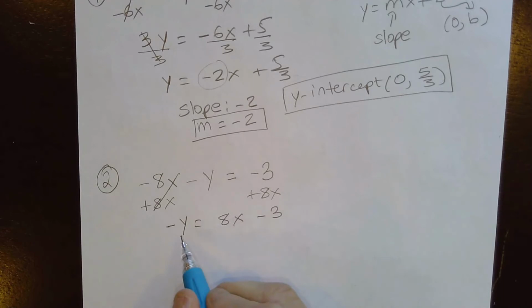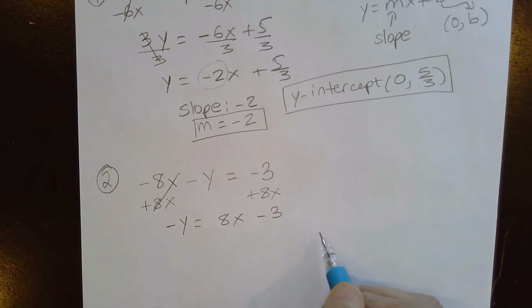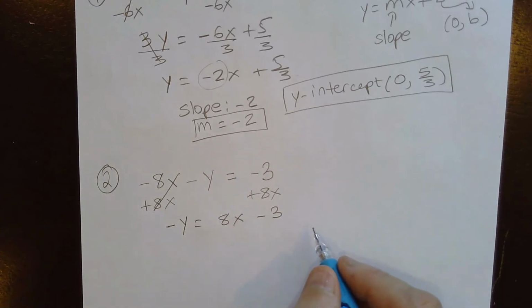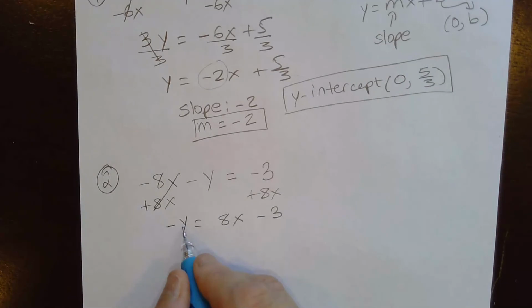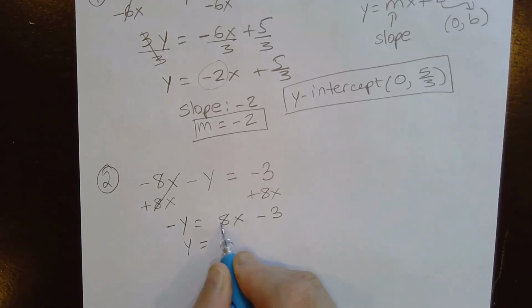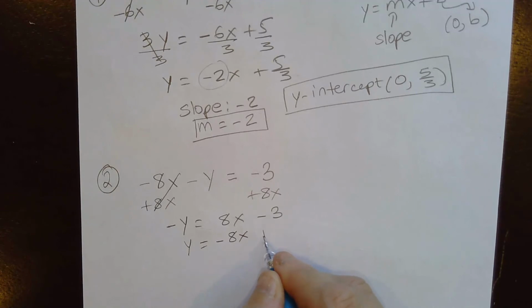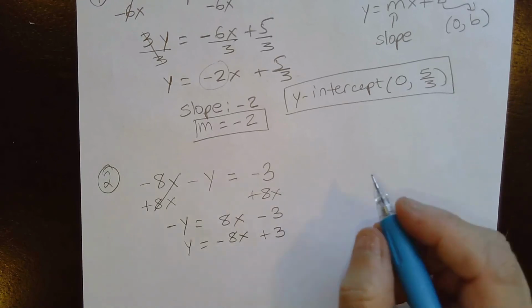Now we're looking for y. We have negative y. There's an invisible negative 1 here. So you may want to divide by negative 1 or multiply by negative 1 on both sides of the equation. It doesn't really matter. If you divide on both sides by negative 1, all the signs flip. This becomes y equal, here positive becomes negative, and here you have plus 3. So this is the equation of a line in slope-intercept form.